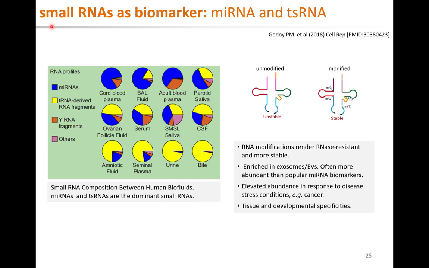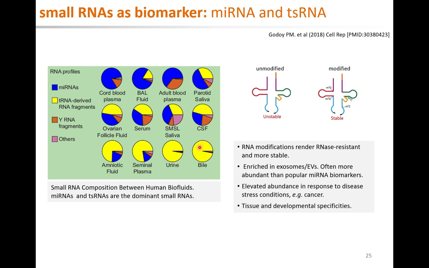One of the motivations to study small RNAs is using small RNAs as biomarkers. MicroRNAs, colored blue, are abundantly present in biofluids: plasma, bronchoalveolar lavage, BAL, and saliva. tsRNAs, colored yellow, are predominant in ovarian follicle fluid, serum, saliva, cerebrospinal fluid, CSF, and massively in amniotic fluids, seminal plasma, urine, and bile.